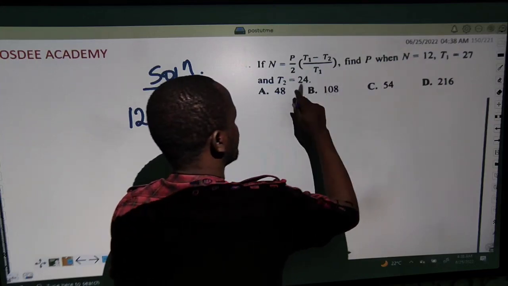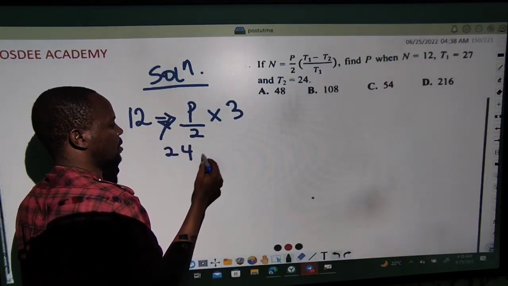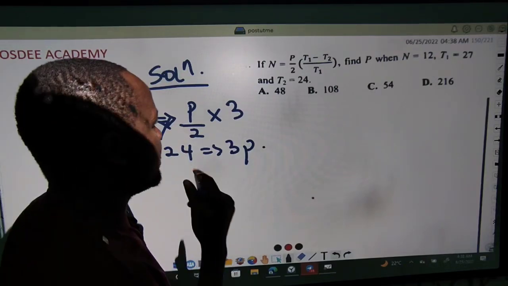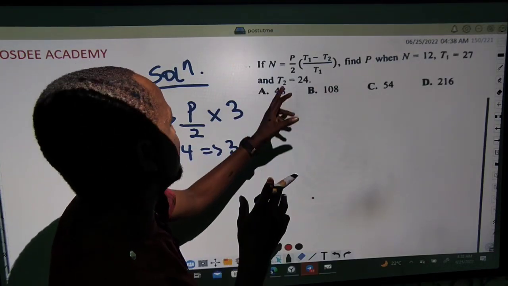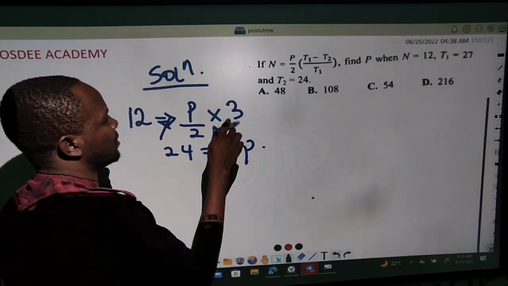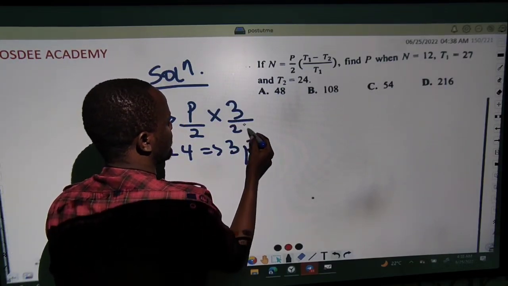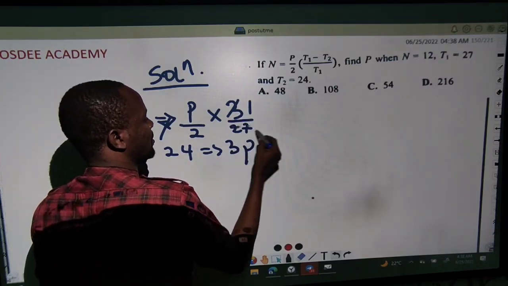27, which is T1, minus 24. That is 3. What do you know? 24p is equal to 3p. As you can see, I hope I didn't make a mistake. Oh wow, I've seen the mistake. 27 minus 24 is 3. So 3 over T1, which is 27. You can see that. If you want to do something, you can say 3 into 1, 3 into 9.